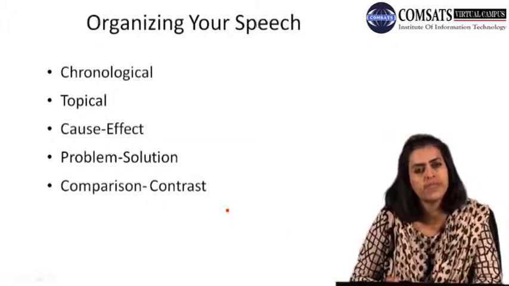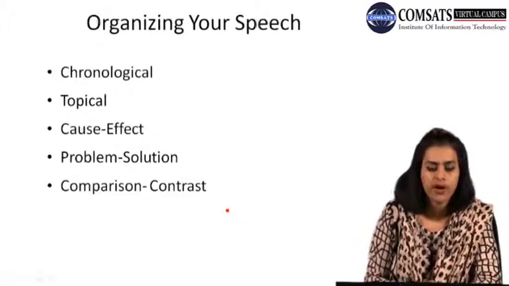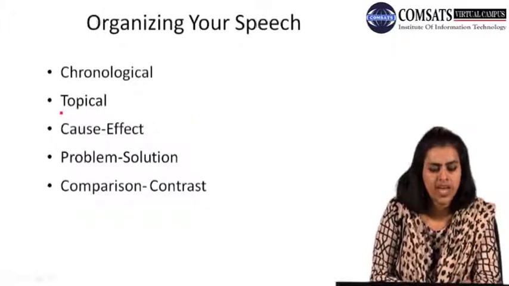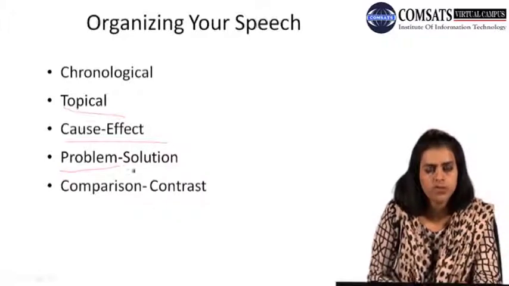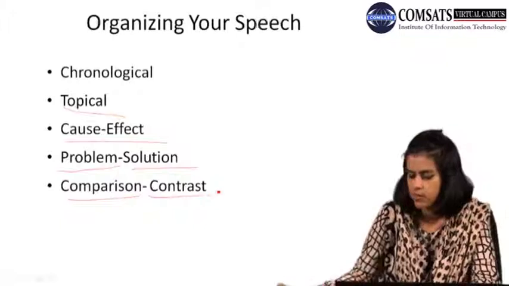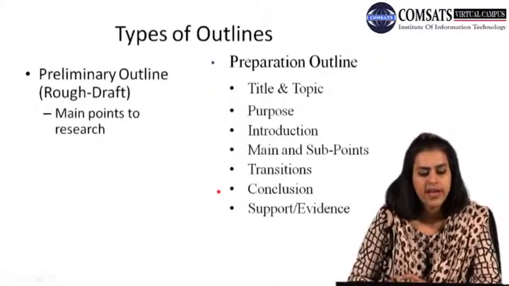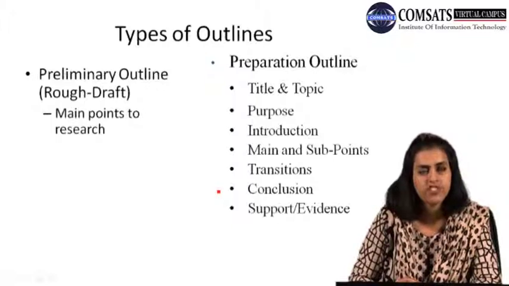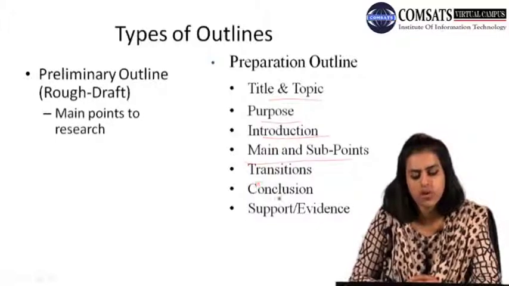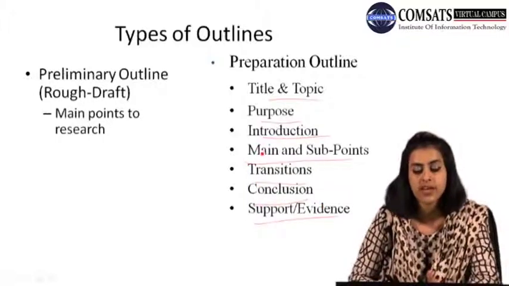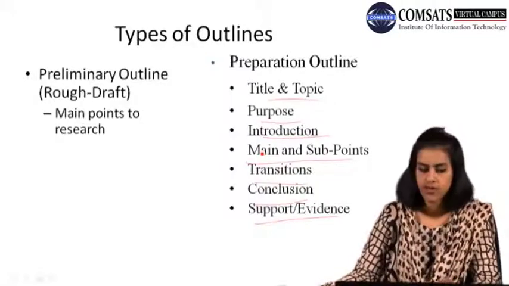For organizing your speech, there are many ideas, like starting from deductive approach, inductive approach, and chronological approach. Your speech can be topical, your speech can be a cause and effect speech. You can also talk about the problem solution speech, and you can also talk about comparison and contrast. There are types of outline. There is one primary outline, which is known as the rough draft, which has got main points to the research. For the preparation outline, you have got title and topic, purpose, introduction, main points and subpoints, transitions, conclusions, and supporting evidences. So this is how you actually prepare different outlines.